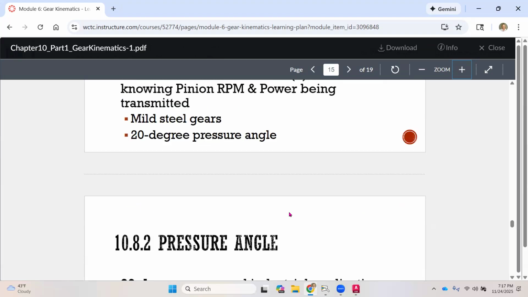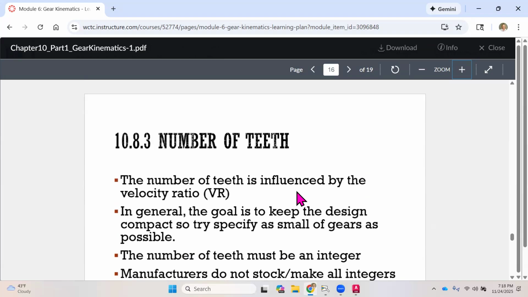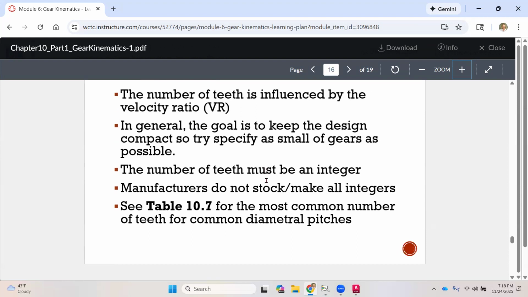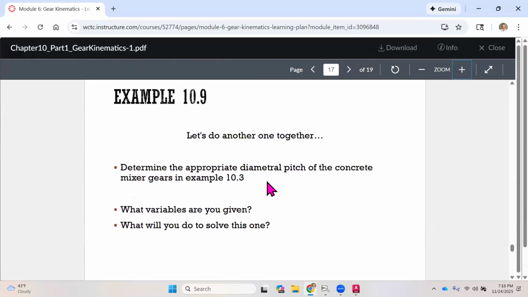Yep. 10-6. We talked about pressure angle already, and knowing that it has to be the same between gears that are in mesh. And then we just talked about number of teeth using table 10-7 to specify the most common commercially available number of teeth on a gear. So now we're going to do example problem 10-9 and then 10-10, and those will be the last two problems that we work in this part one of module 6.